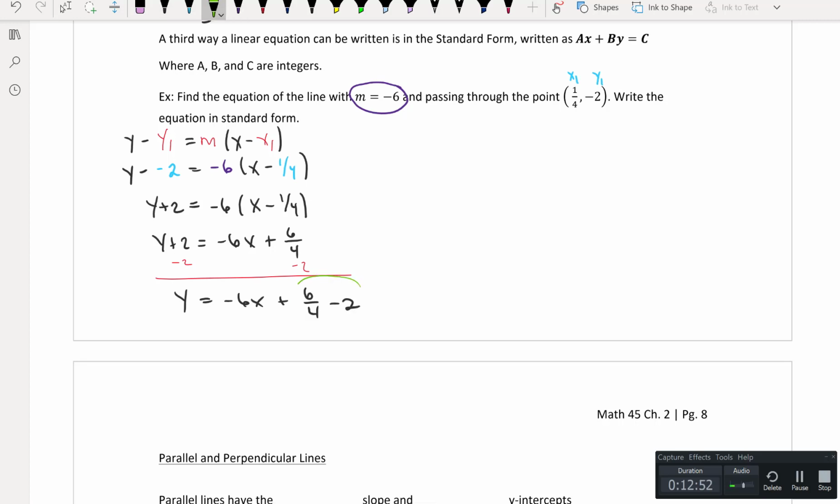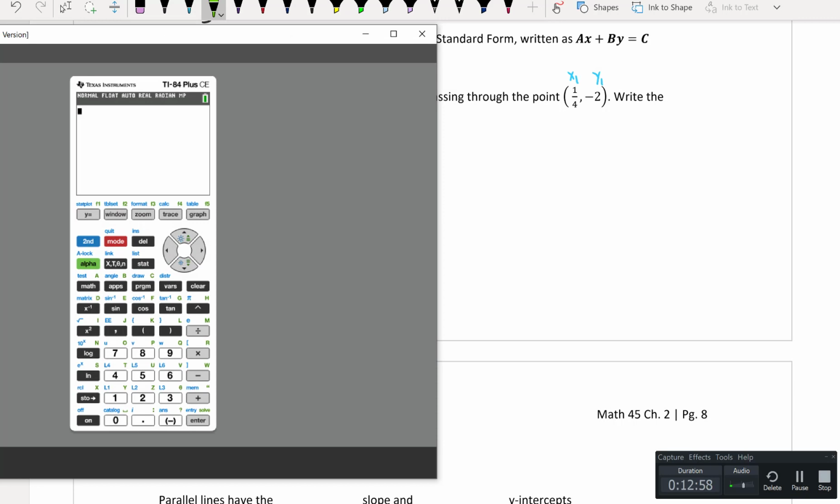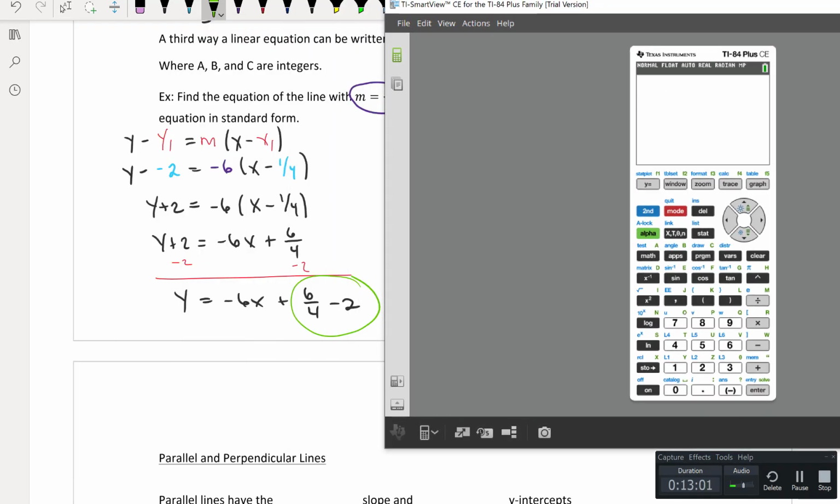So what I really want to do is concentrate on simplifying 6/4 minus 2. And if I need to, I can do that on my calculator. If you aren't really comfortable with fractions, you can always use your calculator. So I'm going to go to alpha y equals, oops, let's try that again. So alpha y equals my fraction, and I have 6/4, and I'm subtracting 2. This will give me my answer as a fraction. So my answer here would be -1/2. So I'm going to go ahead and make sure that I rewrite that as -1/2.